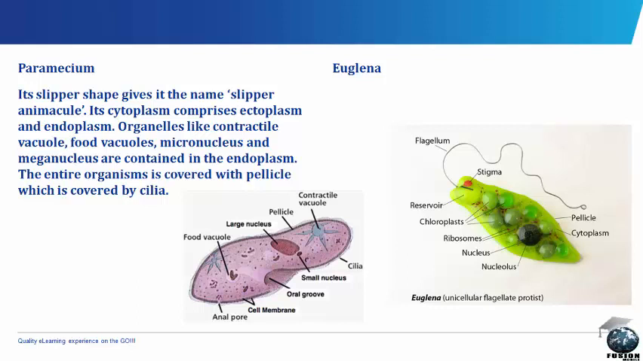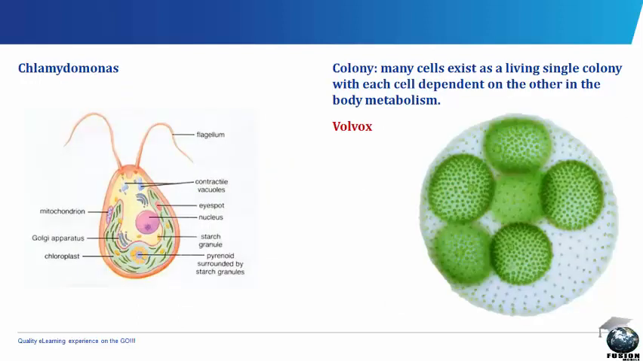The euglena, as in the picture, has a flagellum for locomotion, the stigma, the pellicle, the cytoplasm, the reservoir, the chloroplasts, the ribosomes, the nucleus, and nucleolus. The chlamydomonas. It possesses flagellum, contractile vacuoles, eye spot, nucleus, starch granule, pyrenoid, surrounded by starch granules. It possesses mitochondrion, Golgi apparatus, and chloroplast.